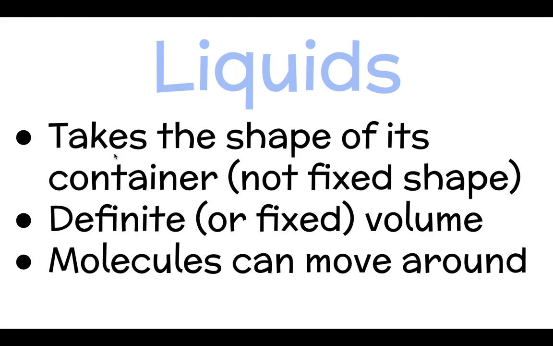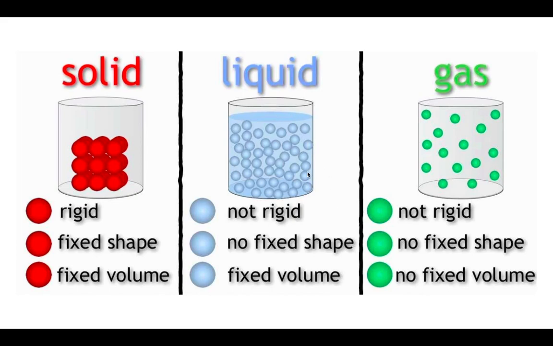A liquid is the next state of matter, and liquids take the shape of their container, so it's not fixed, but it does have definite or fixed volume. And the molecules or the atoms can move around freely. You can see in this liquid, which we all know, just think about a glass of water, that the molecules have room to float around, they move around freely. And we all know if we were to pour that cup out, the water would pour out, which means it does not have a fixed shape.